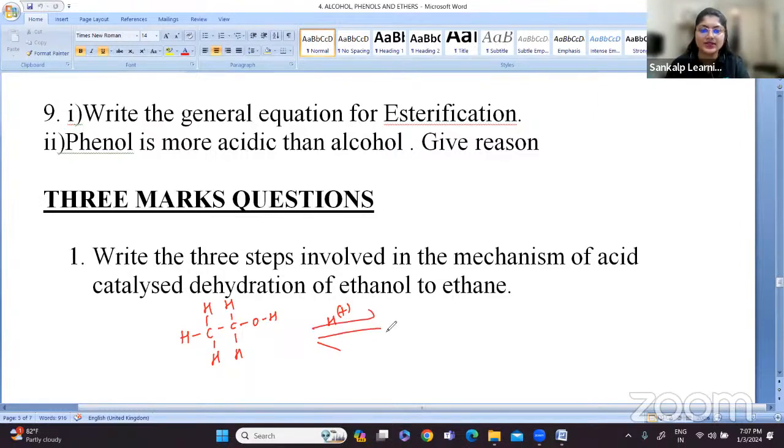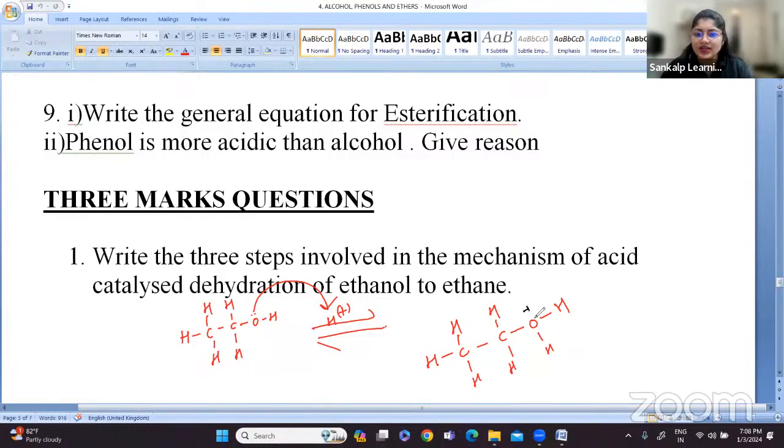I'll write one step. This will attack and you get HC. Suppose I write it like this only. Will I get the mark here? If you don't write this positive charge, and you write the next step also, you will not get marks.